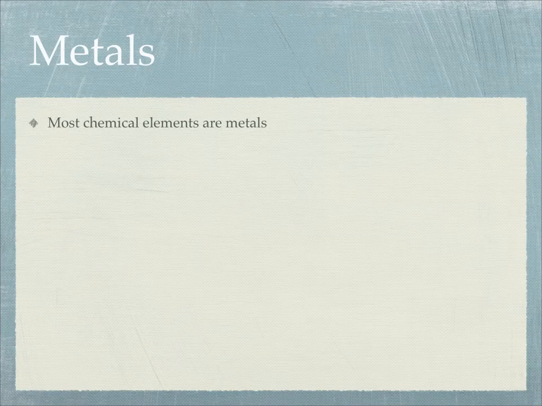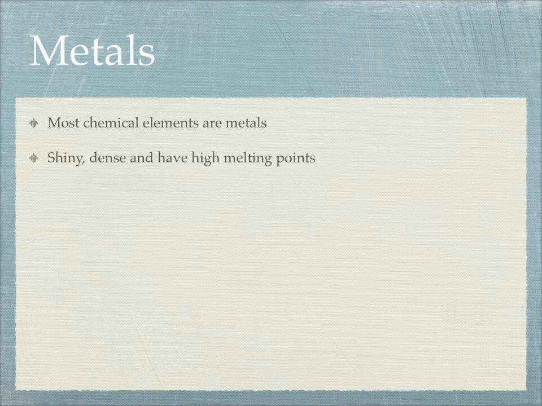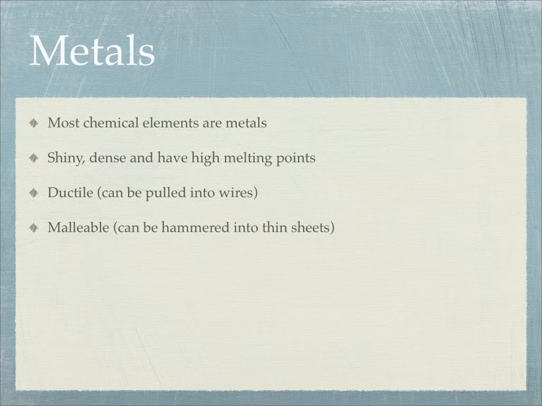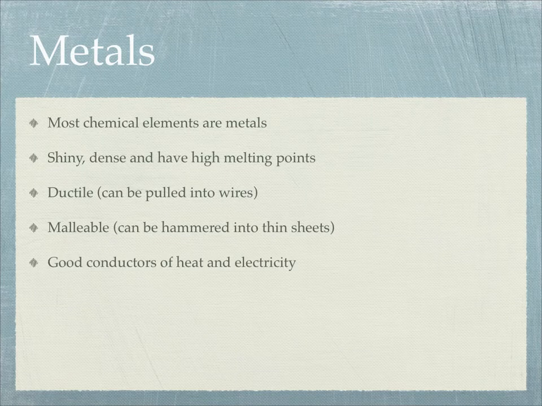Alright, so let's talk about the metals. Most of the elements, if you looked at that chart, are metals. They tend to be shiny, they tend to be dense, and usually have high melting points. They're also ductile, which means that you can roll them and pull them into wires. And they're malleable, which means that you can hammer them, pound them into sheets and so on. You can flatten them out and they don't break when you're doing that. They're also good conductors of heat and electricity.